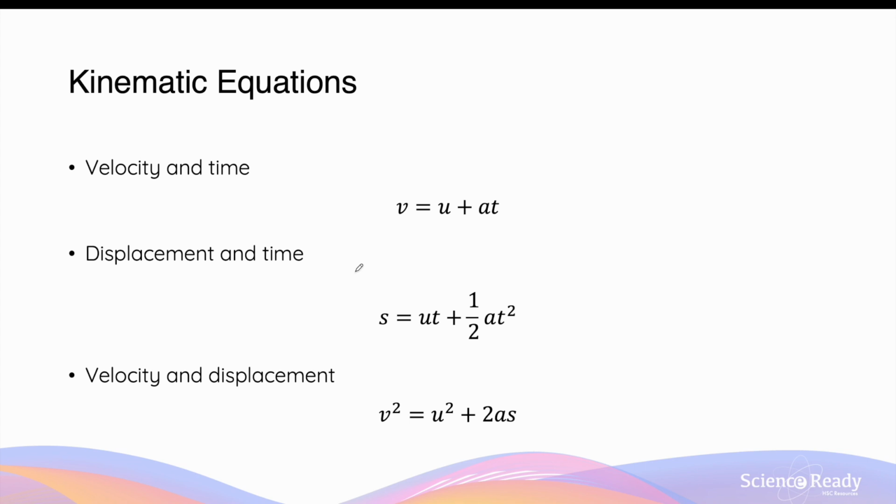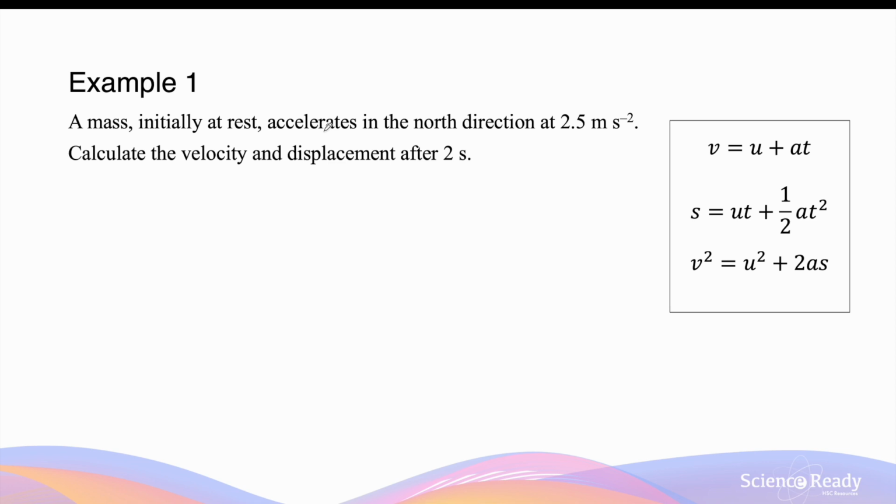In this video, we'll go through calculation examples involving these three common kinematic equations involving velocity, displacement, and uniform acceleration. A mass initially at rest accelerates in the north direction at 2.5 meters per second squared. Calculate the velocity and displacement of the object after 2 seconds.